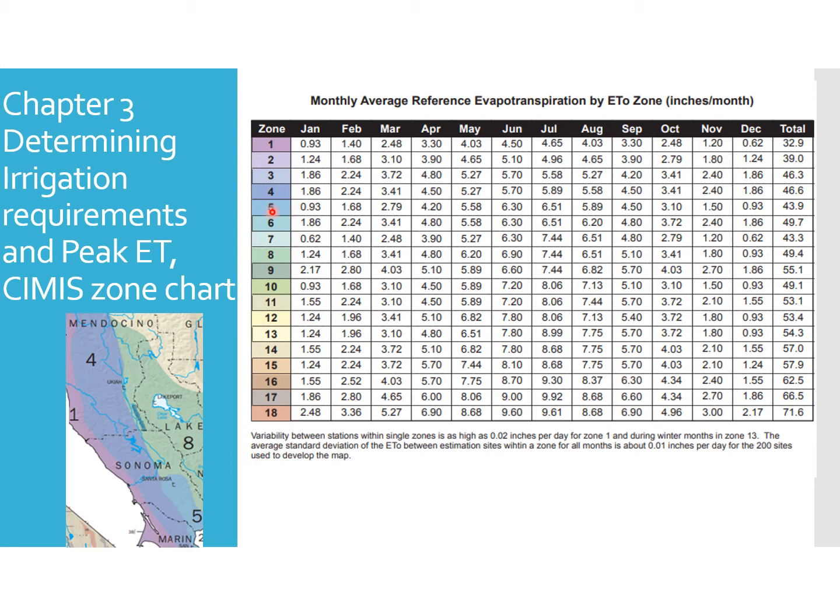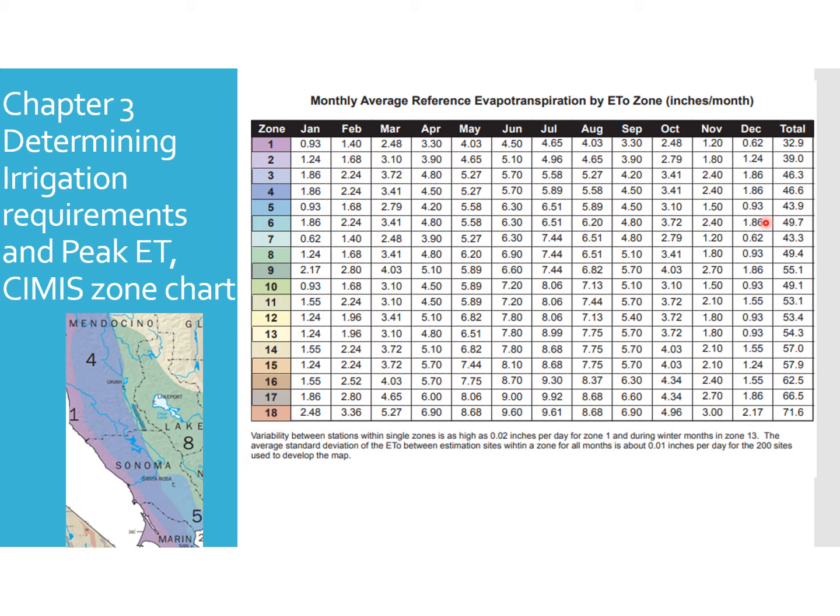In this particular case, January has a pretty low ETO because we have a lot of rainfall and it's cooler at that time. And then you'll start seeing the numbers get a little bit higher and higher until finally you've reached July, and in zone 5, that is your highest ETO month. So our peak month would be 6.51 inches for July. And then you'll see that it starts going back down for the rest of the year. And in zone 5, the annual ETO is 43.9.